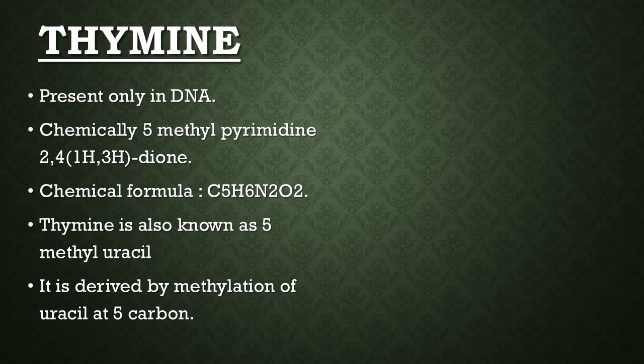Now let's have a look at thymine. Thymine is present only in DNA. Chemically, thymine is 5-methylpyrimidine-2,4(1H,3H)-dione. Dione means 2 ketone groups are present in thymine.